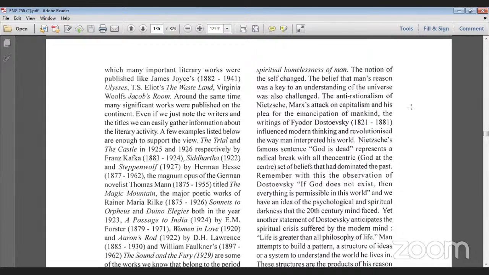If you are asked to write on modernism, what is the question? You will see, go back for the question.